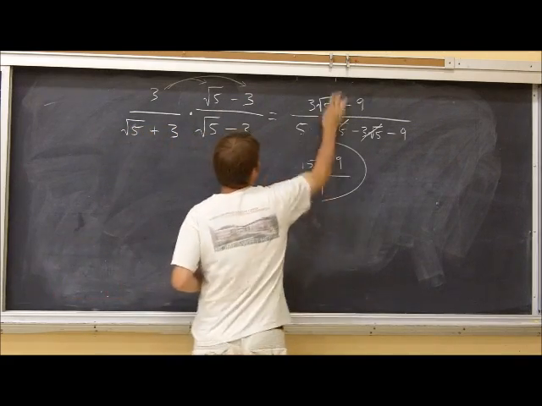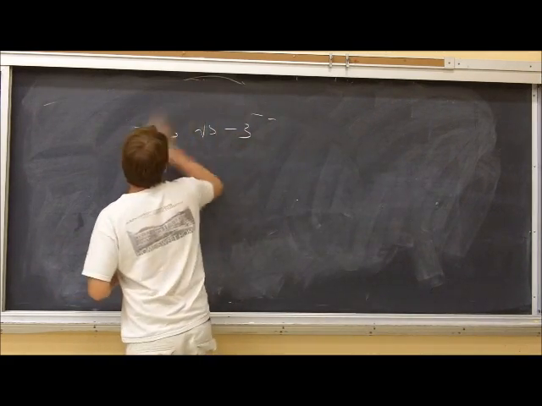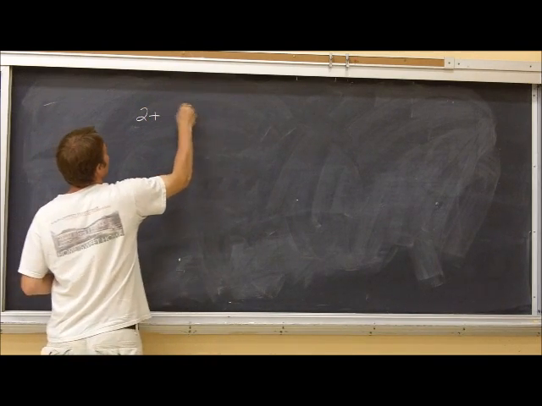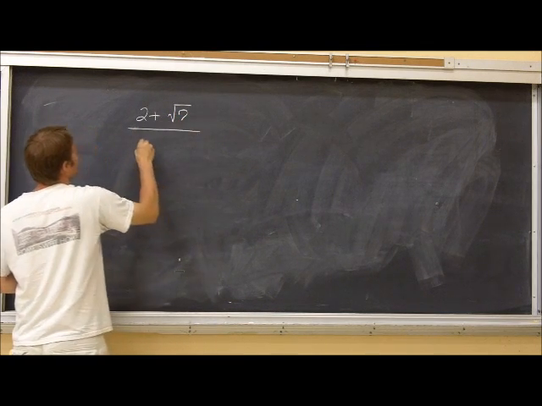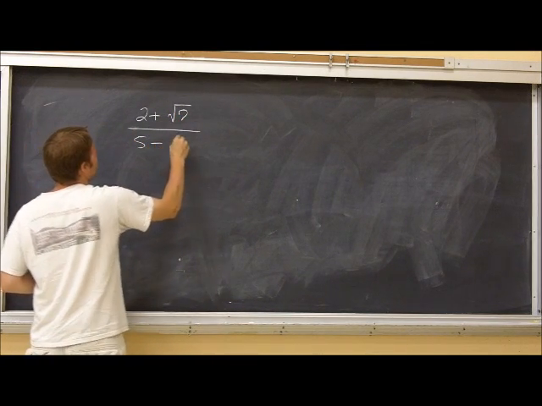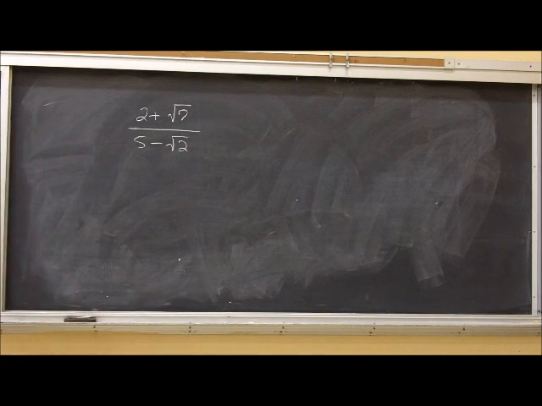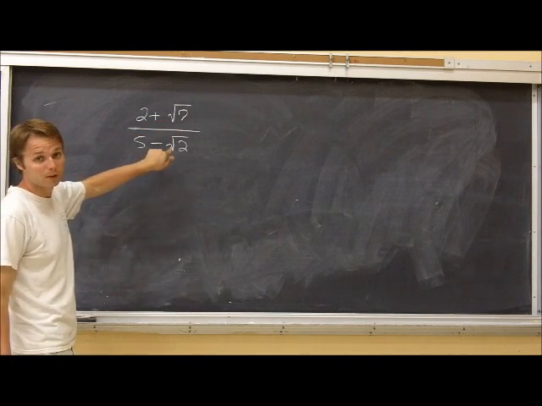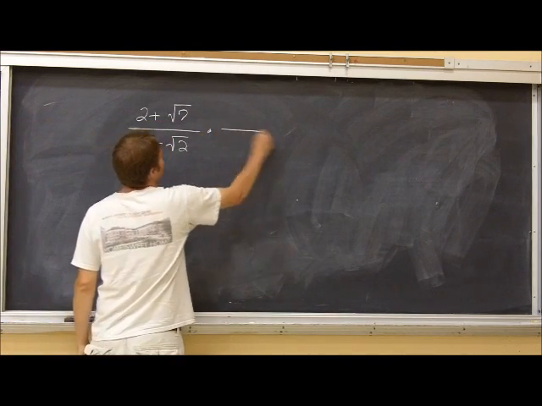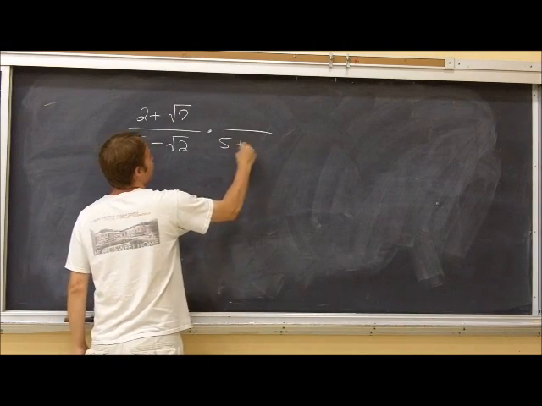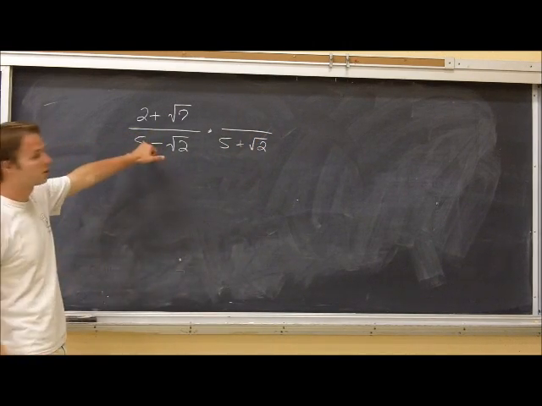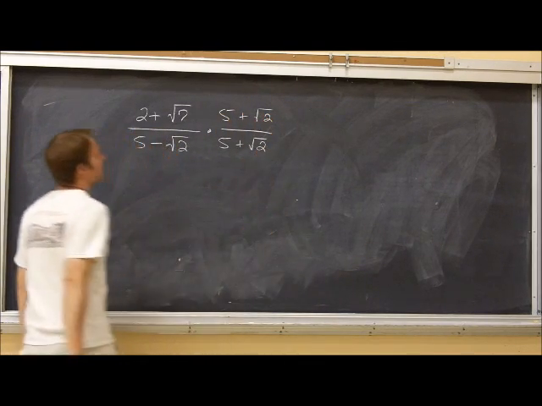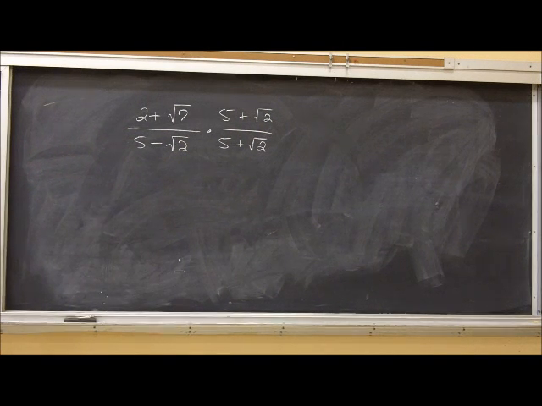We'll try one more. Something like this, 2 plus the square root of 7 over 5 minus the square root of 2. Again, I don't care necessarily about getting rid of the radicals in the numerator. I definitely want to get rid of radicals in the denominator. So I'll multiply this by its conjugate, which would be 5 plus the square root of 2. Again, all you have to change is the sign in the middle. And then I have to also multiply by 5 plus the square root of 2 in the numerator.